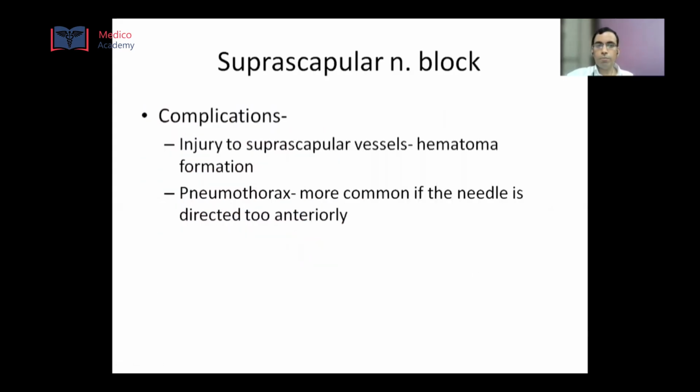The complications of this block include injury to suprascapular vessels and hematoma formation. Pneumothorax can happen, especially if the needle is directed too much anteriorly.